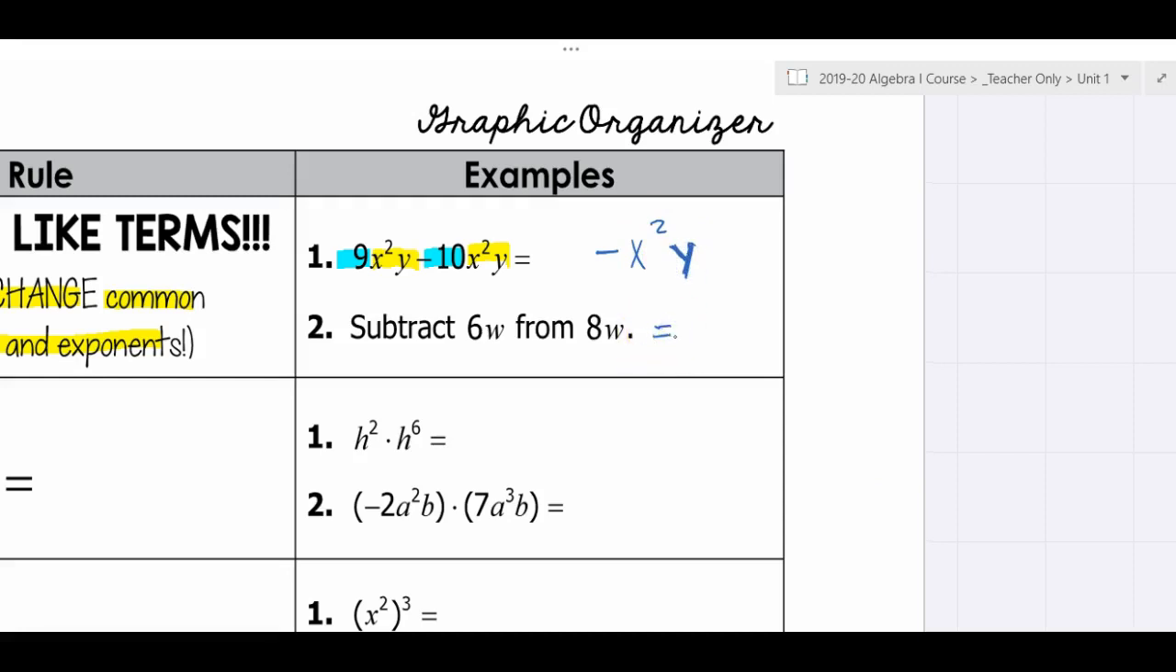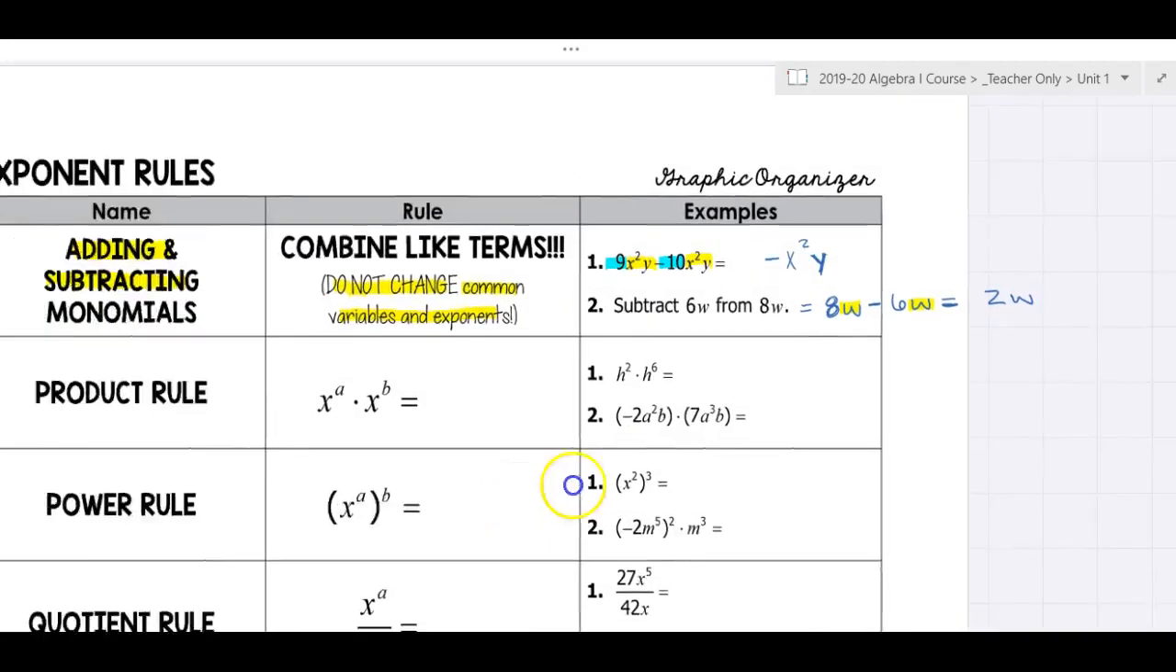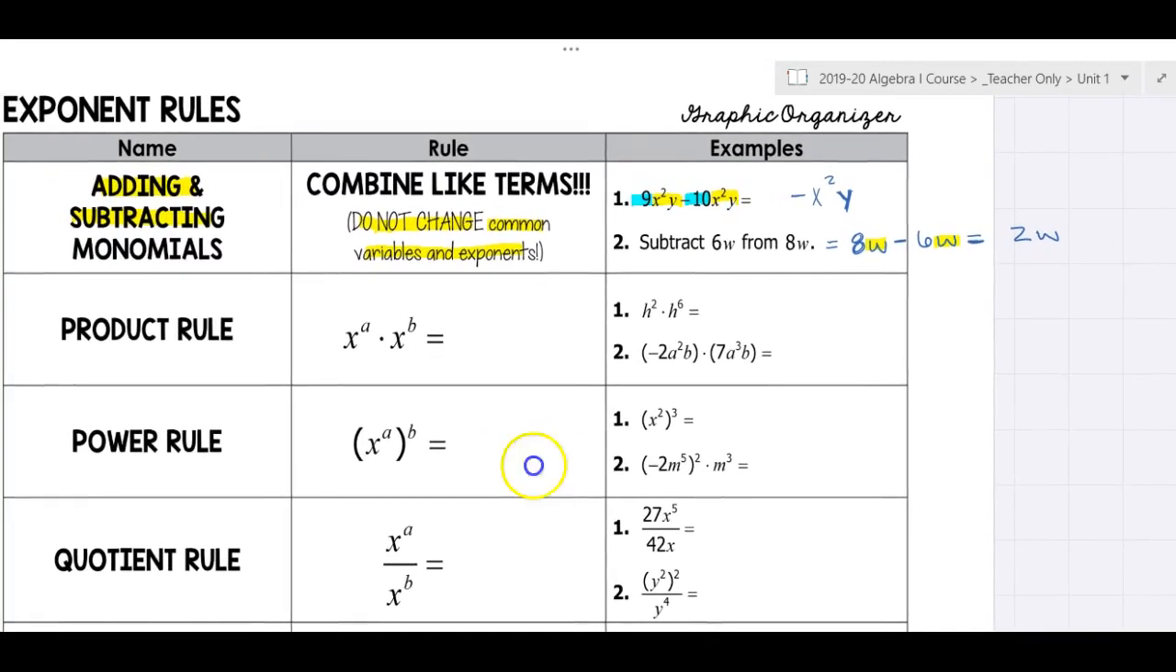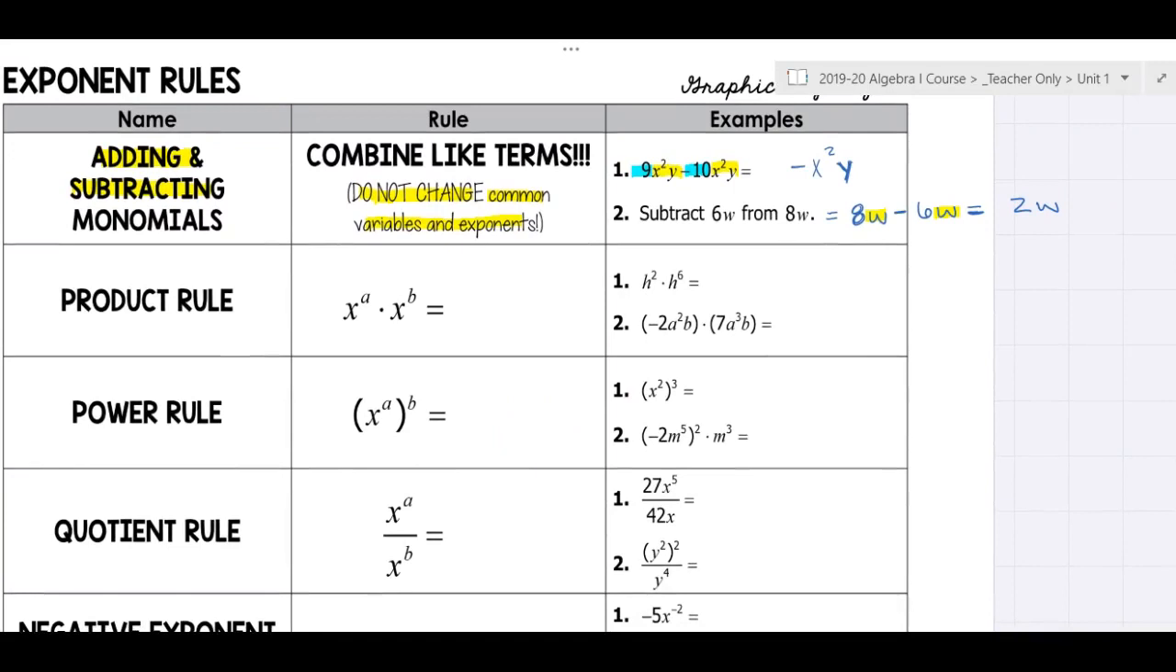Subtract 6w from 8w. So we start with 8w, subtract 6w, we have 2w. The w is matched. I combine the numbers. 8 minus 6 equals 2. Adding and subtracting is not a new rule. This is combining like terms.